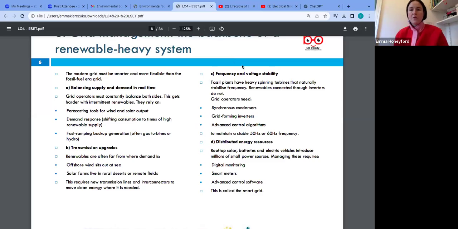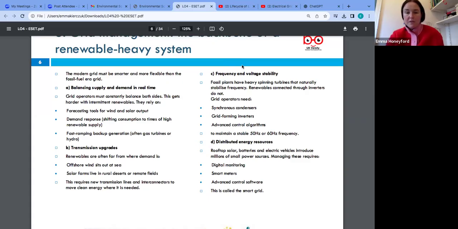Okay, so moving on to frequency and voltage stability. Fossil plants have heavy spinning turbines that naturally stabilise frequency. Renewables connected through inverters do not. So grid operators need synchronous condensers. There's a lot of different things that are needed to make them effective.